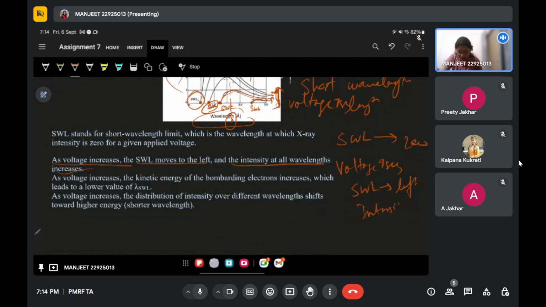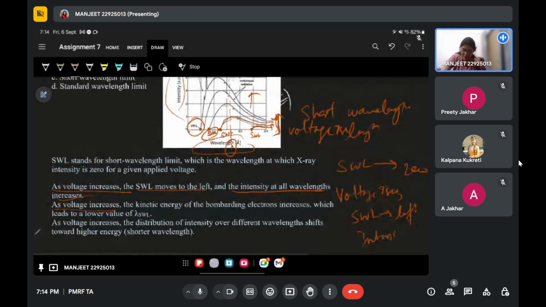Next, as the voltage increases, the kinetic energy of the bombarding electrons increases, because eV equals the kinetic energy, which is the energy being provided. So the kinetic energy increases, which leads to a lower value of SWL. As voltage increases, the intensity distribution lifts toward the higher side.